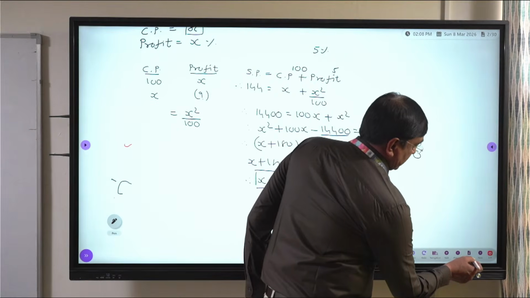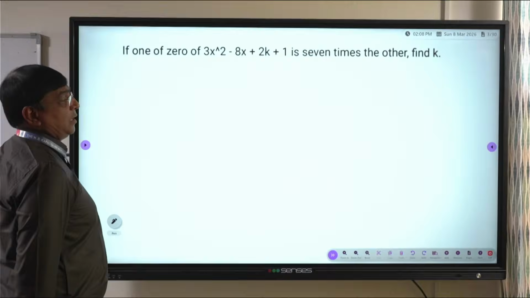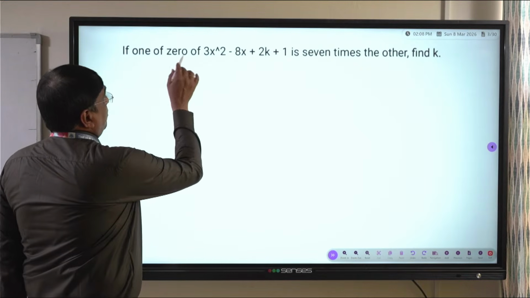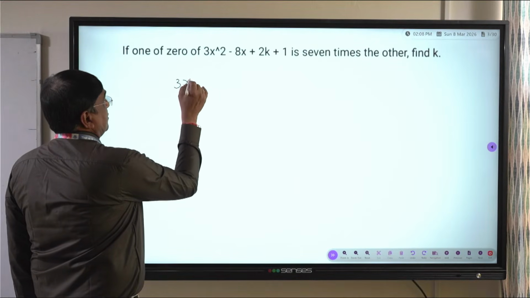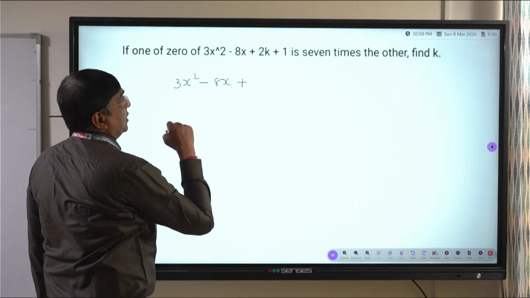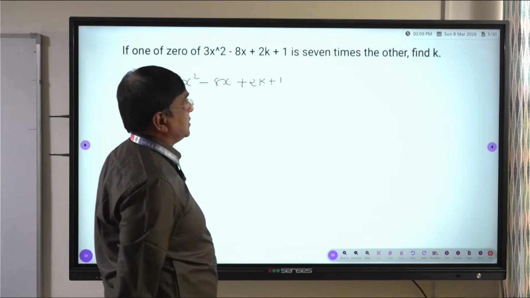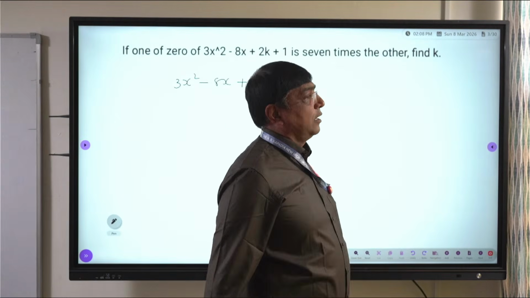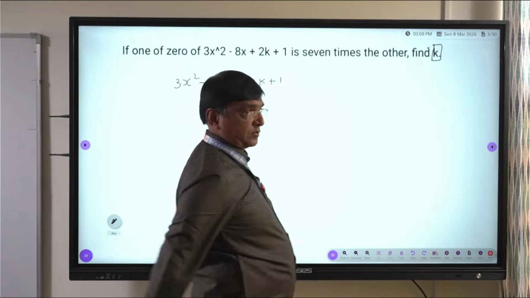Now we go to the next doubt. Given that one of the zeros of the polynomial 3x square minus 8x plus 2k plus 1 is 7 times the other, find the value of the unknown, that is k.